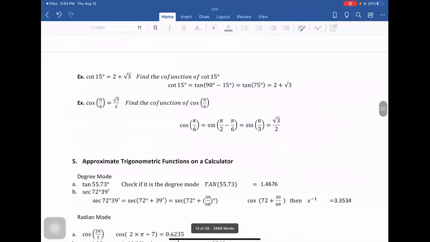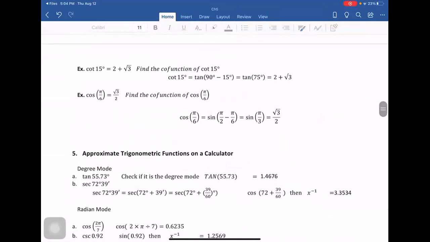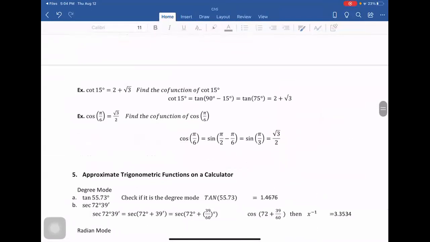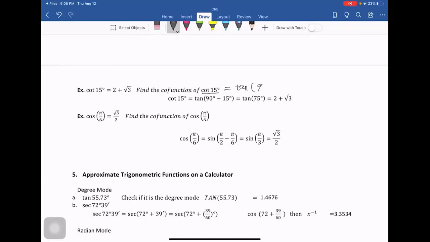Pause the video and read the table. The example: cotangent 15 degrees equals 2 plus square root 3. Find the cofunction of cotangent 15. We know that the cofunction of cotangent is tangent, and the angle is 90 degrees minus 15 degrees, that is tangent 75 degrees. And it also has the same value, 2 plus square root 3.